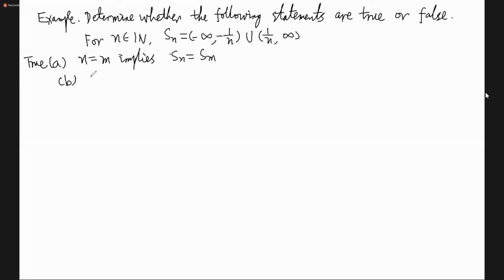So let's look at B. Sn equals Sm implies n equals m.